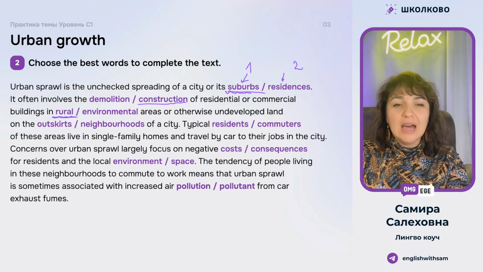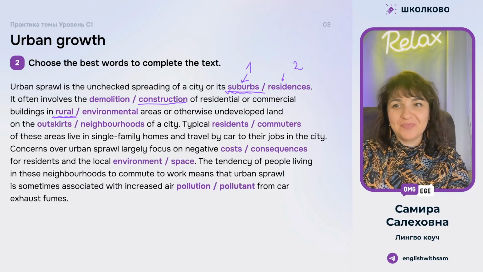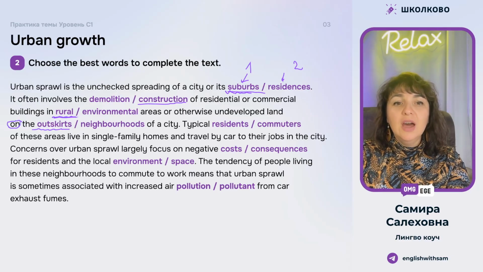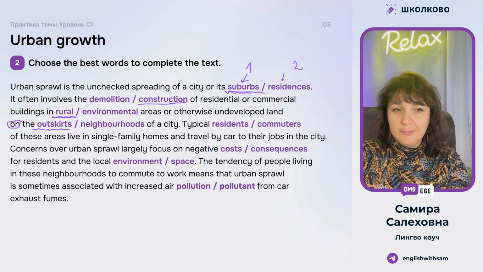Or otherwise undeveloped land on the outskirts or neighborhoods of a city. Опять же, да, suburbs, outskirts, they're quite close. Yeah, so it's about outskirts. Don't forget about the preposition. We have on the outskirts. Okay, so typical residents or commuters of these areas live in single family homes and travel by car to their jobs in the city.